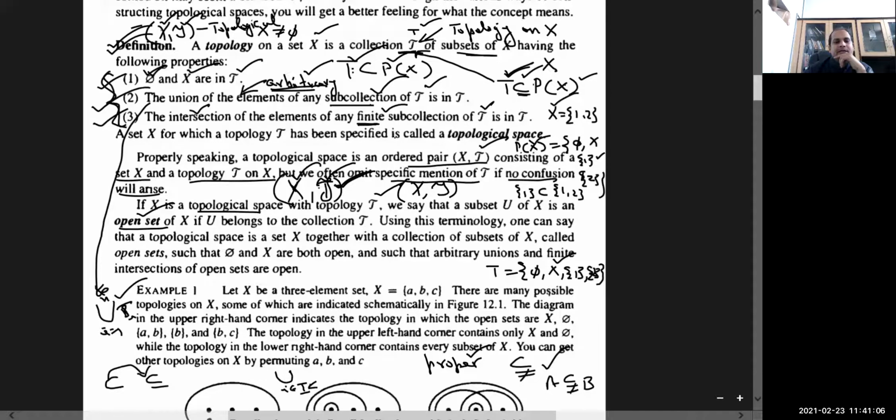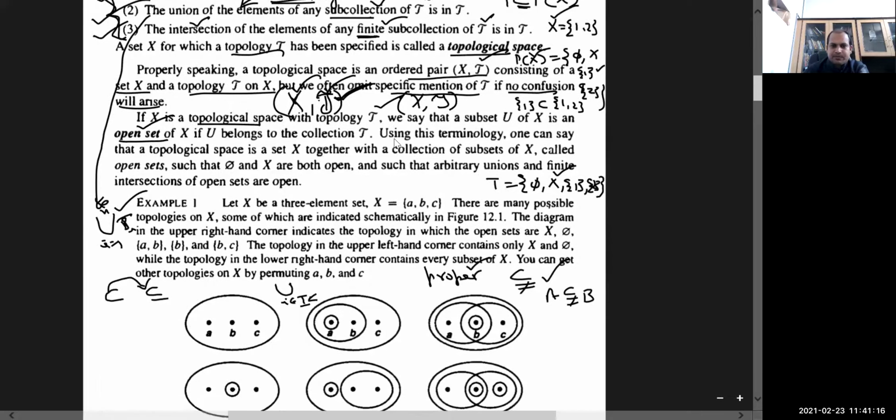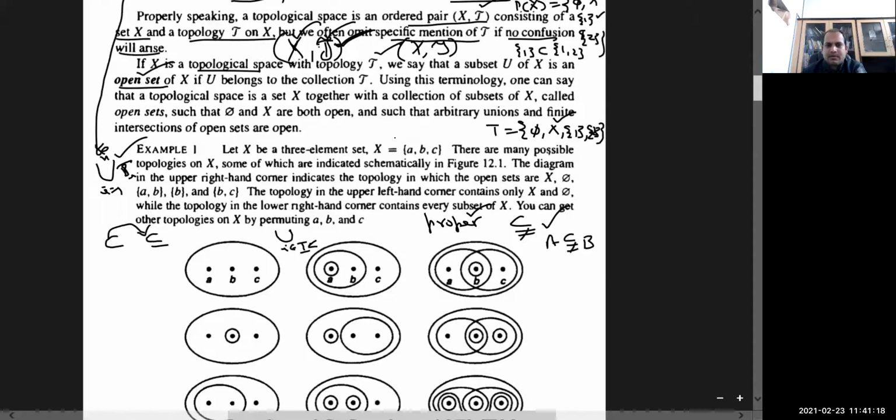So any set X equipped with this topology is said to be a topological space. X together with this T is said to be a topological space. Now go through this definition. Once X is a topological space with an equipped topology T, we say that a subset U of X is an open set if U belongs to the collection T.